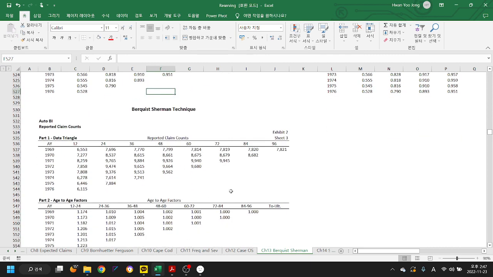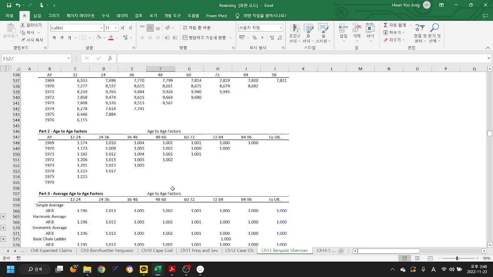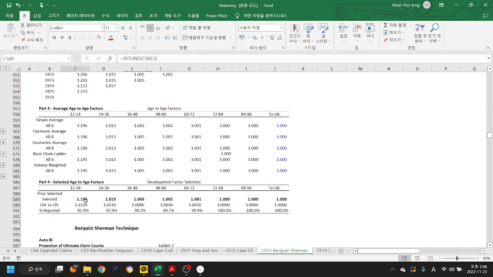Now I'm gonna get back to the subject here. You can use closed claim count, but here the author probably thinks the reported claim count is better to estimate the future number of claims. I start with the reported claim count, and I have an age to age factor there, and I selected the simple average, all the way down to the ultimate.